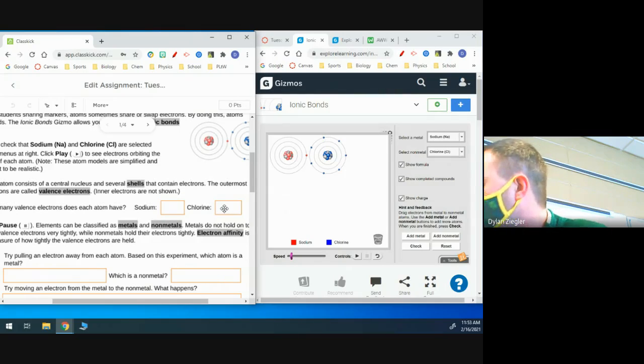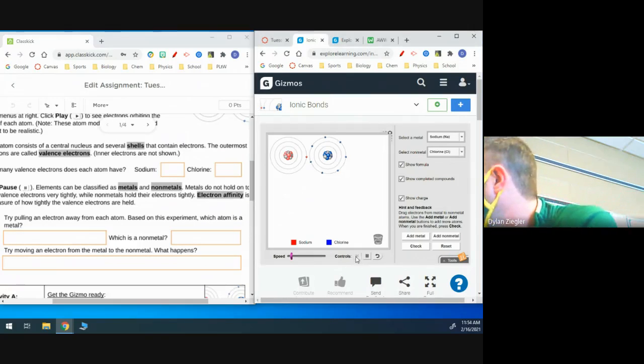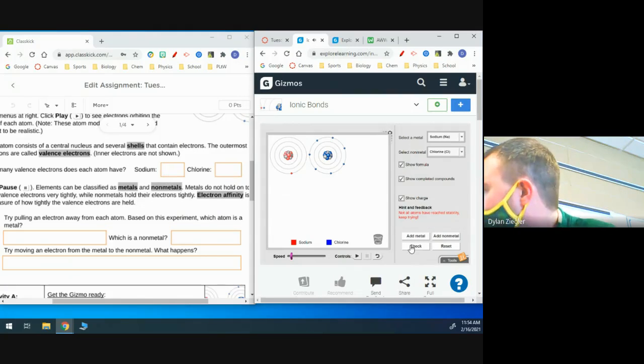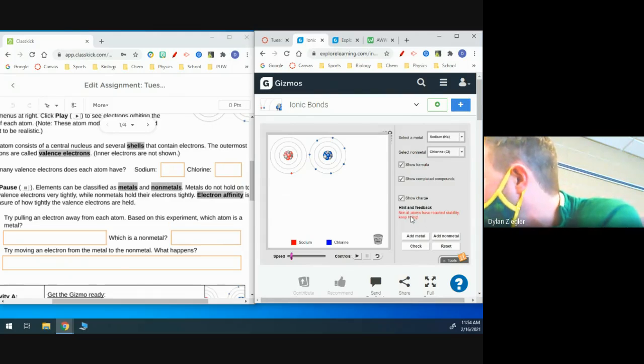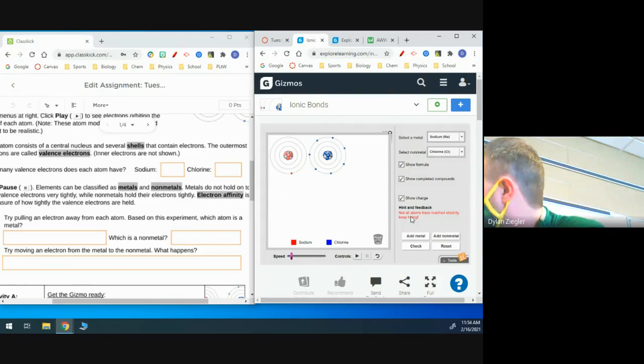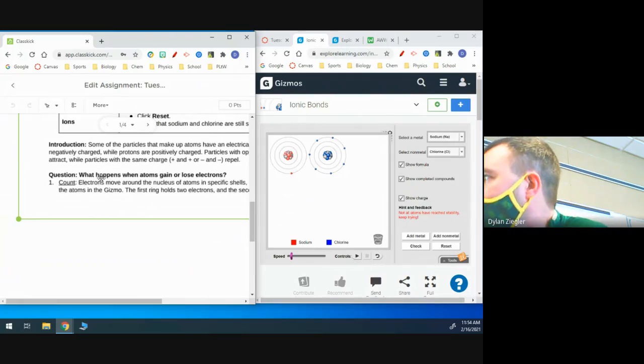And it's going to walk you through step by step on clicking play. You can change the type of elements up here. You can check to see if they're stable or not, and it'll tell you if they're stable or not here. Red will be that they're unstable. If you get them stable, it should turn blue. And then, a couple things I wanted to emphasize here. This question at the bottom of page 1, it's not complete.